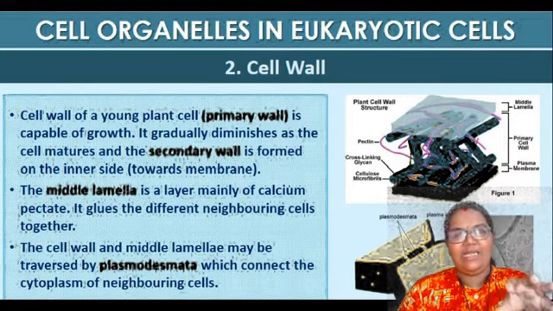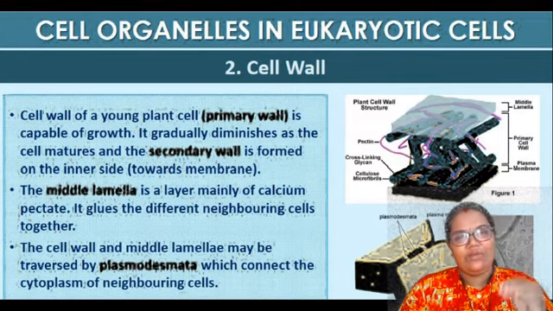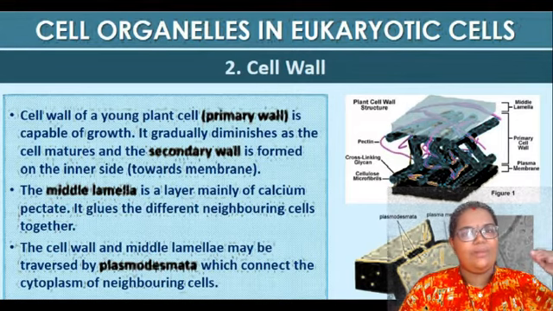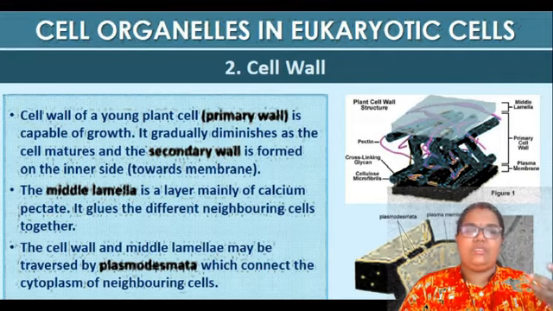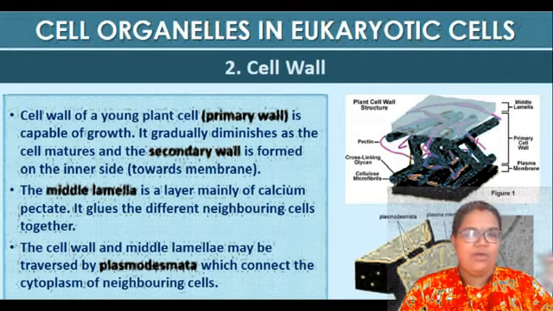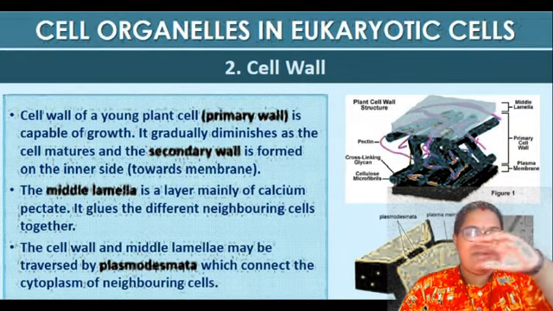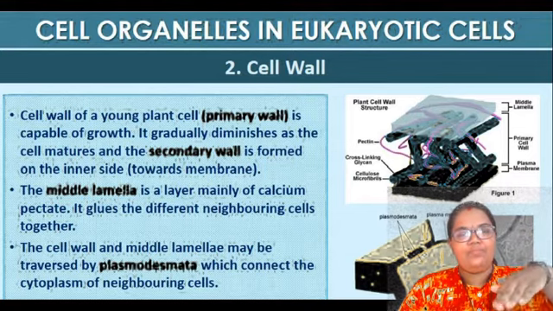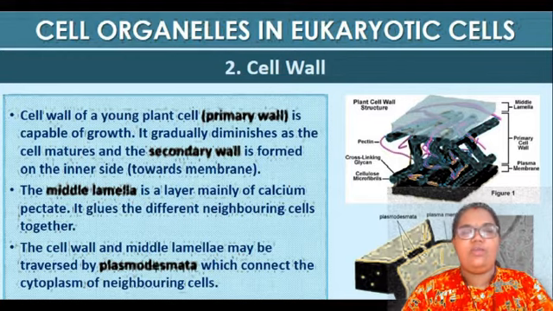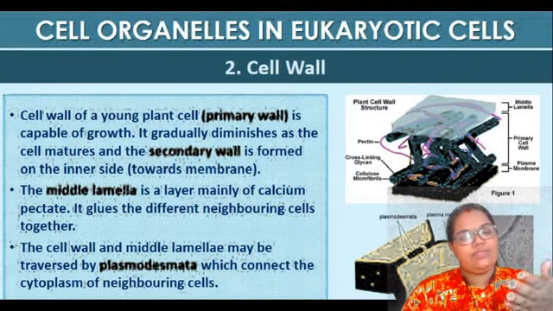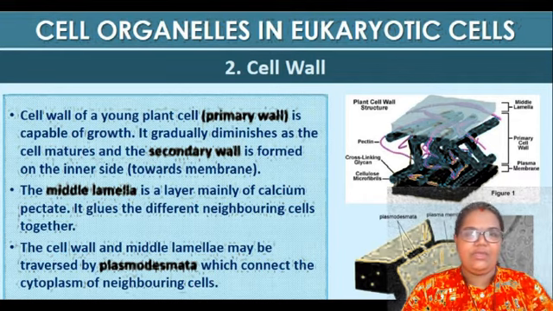There is a specialty in young plants, that it is living in nature. That's called the primary cell wall. Later, its growth gradually lessens as the cell matures, and the secondary cell wall is formed instead of the primary. On the inner side, inside the primary cell wall, towards the plasma membrane side, you can see the secondary cell wall formation. And outside, the primary cell wall will be there.